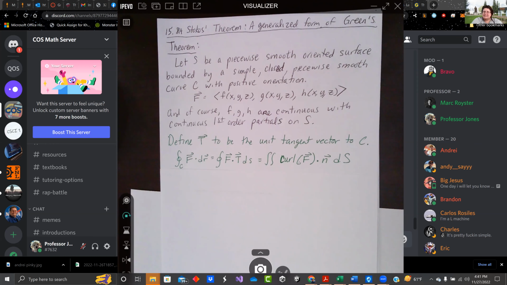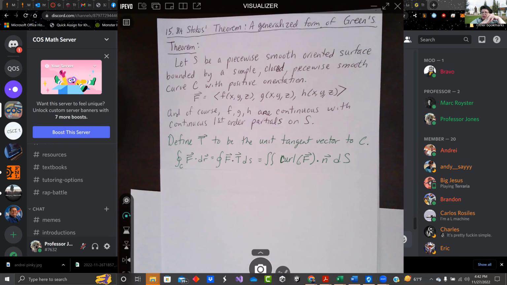We're going to start off. S is going to be a piecewise smooth oriented surface. It's bounded by a simple closed piecewise smooth curve C with positive orientation. We're going around the curve. So the boundary of the curve is going to be related to the surface integral, just like in Green's theorem. We've got a vector field F with components F, G, and H that have continuous first order partial derivatives. And of course, they are continuous themselves.